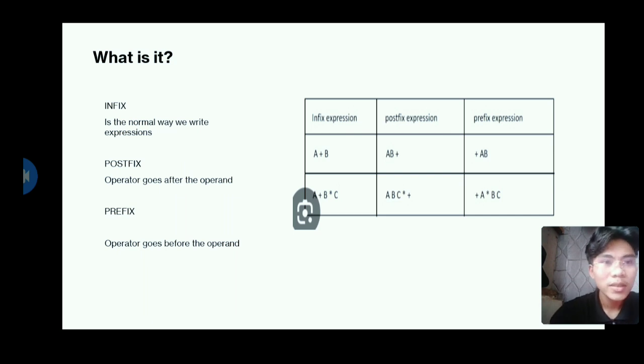And now let's go to the prefix expression. So in this part you need to reverse the expression. First, in infix we have A plus B multiplied by C, but we need to reverse it. So now we have C multiplied by B, then plus A.